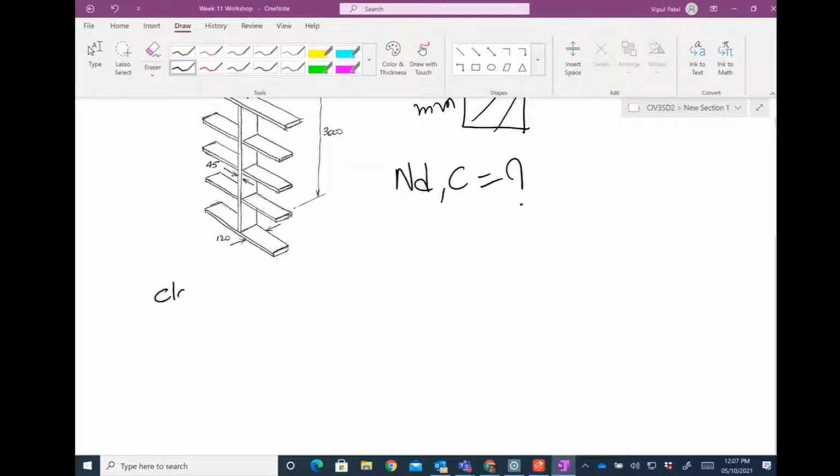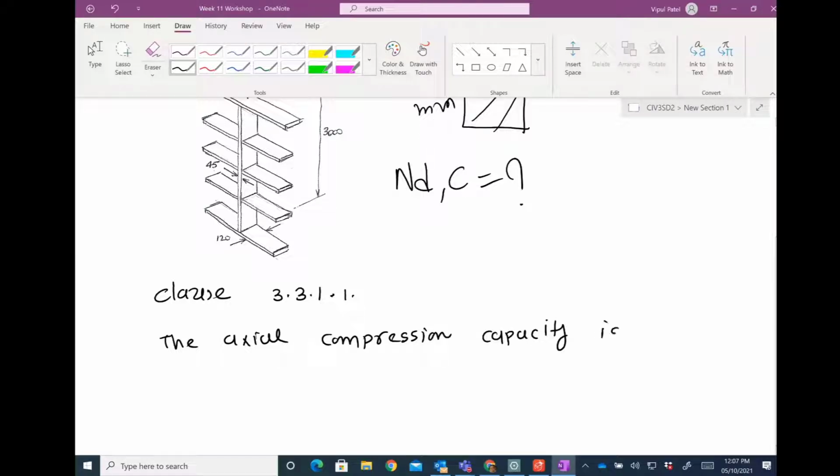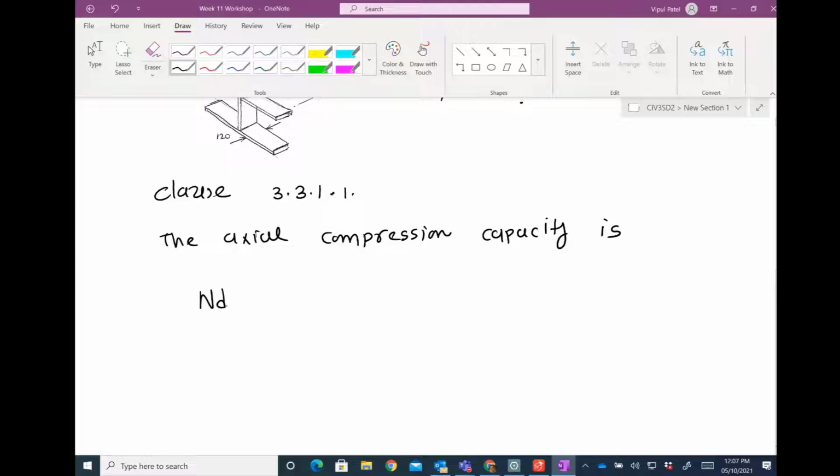So from clause 3.3.1.1, the axial compression capacity is represented by N_dc equals phi k1 k4 k6 k12 f'c Ac. All right, so these equations, and the unit for this one would be Newton.